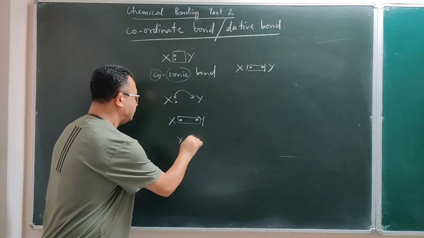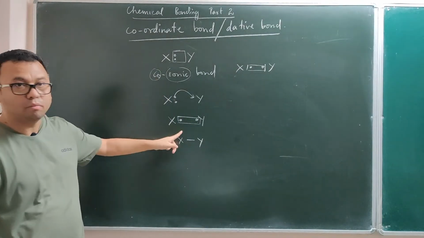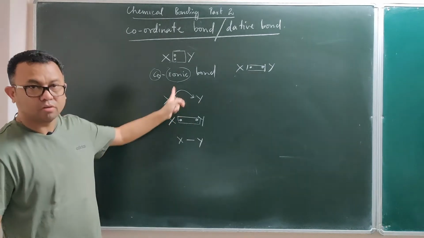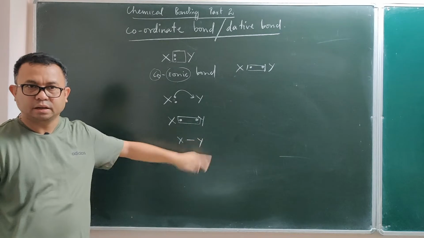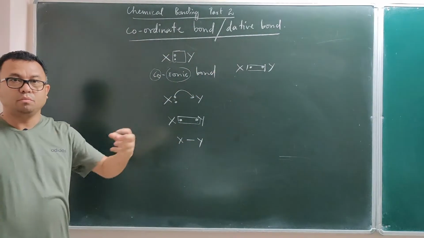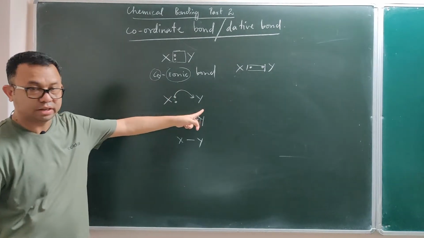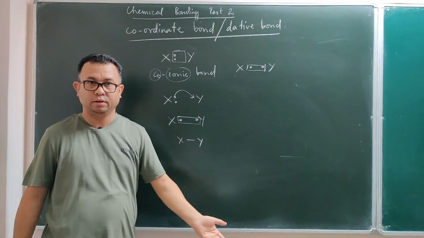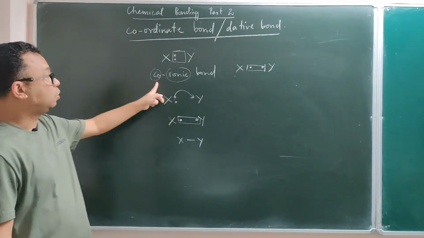So that X dash Y is what is formed. So that means here the second step is a covalent bond formation. Previously it was ionic because transfer took place. Now there is sharing, so sharing is taking place, that is why covalent. So that means your coordinate bond is a combination of both electrovalent bond and covalent bond. Electrovalent bond, transfer; sharing, covalent. So that's why sometimes we also call coordinate bond a co-ionic bond.